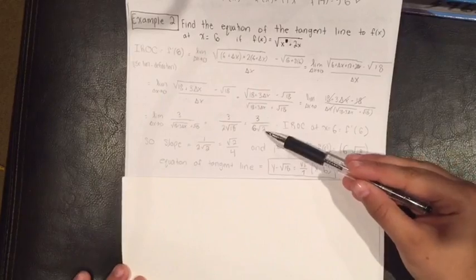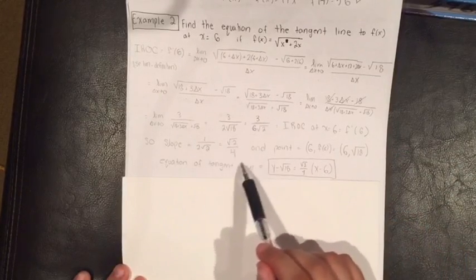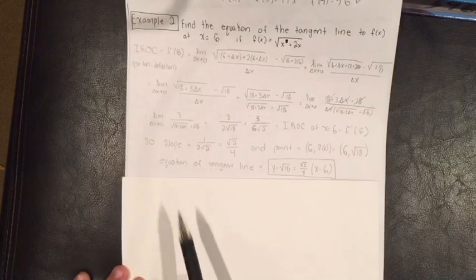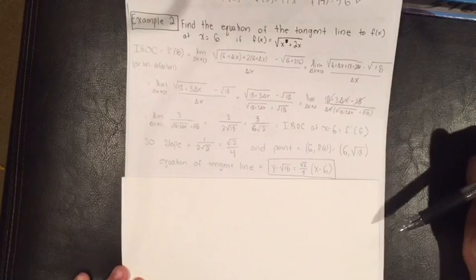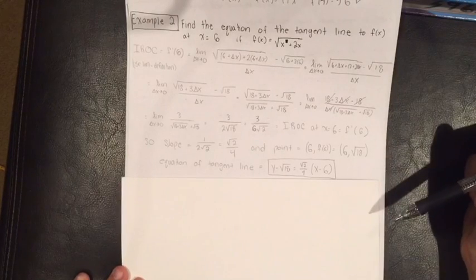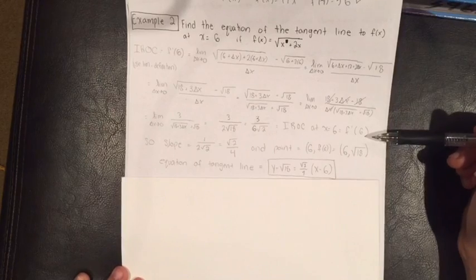Now you're going to want to move the root 2 to the numerator, so this is going to equal root 2 over 4, which equals the slope. Now, this answer is your instantaneous rate of change at x equals 6, which equals the derivative of that function at 6, which equals the slope of your tangent line.